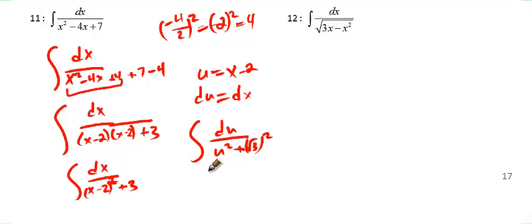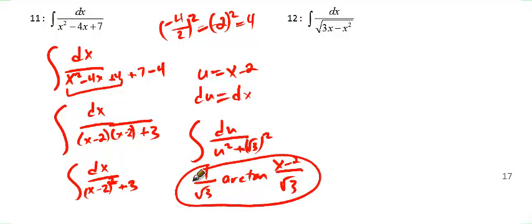So now we're arctangent, so it's 1 over a, 1 over root 3, or root 3 over 3 if you want to rationalize it, arctan of, well, u, which is x minus 2, over a, which is root 3. And that is how you do it.